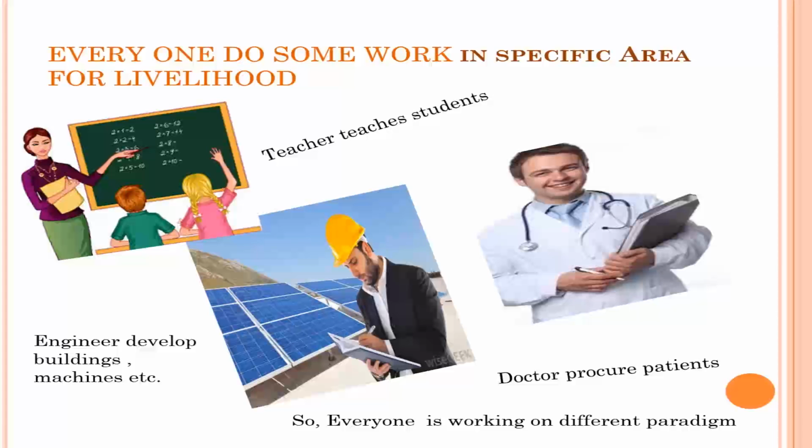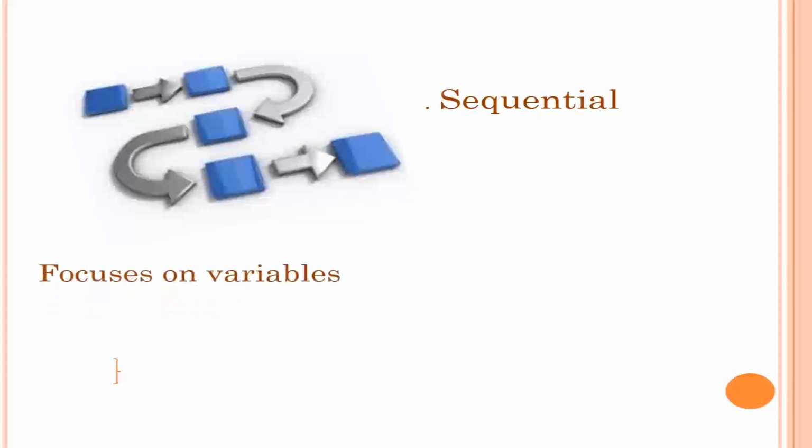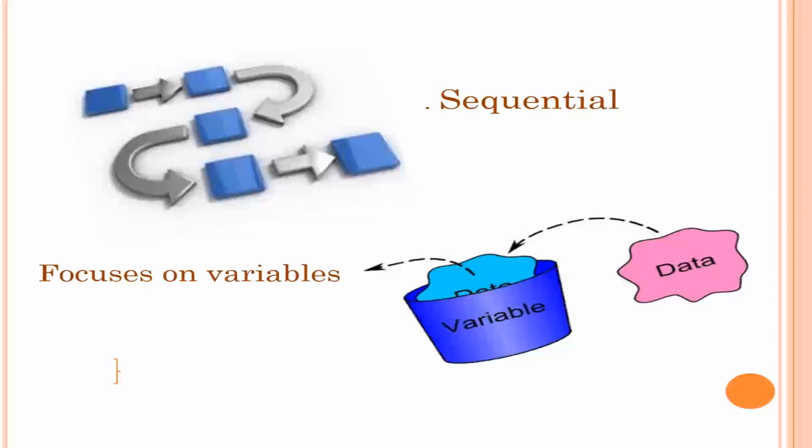Similarly, programming languages follow some specific domain, or we can say different programming languages have a different way of programming. For example, some of the programs are executed in a sequential fashion and only focus on variables. Here, the term sequential means one after another. Again, I used another term, that is variable. Basically, a variable is used to store some data or value that can be varied.